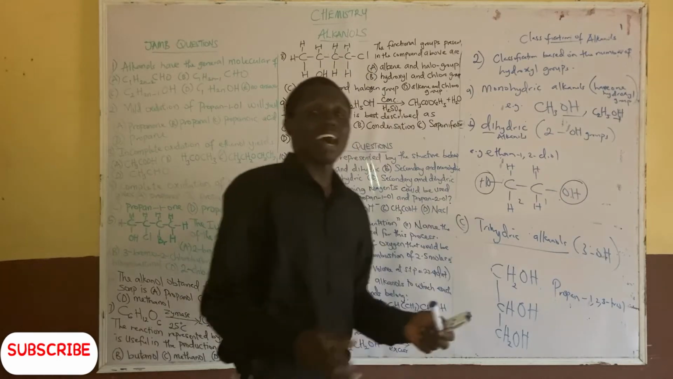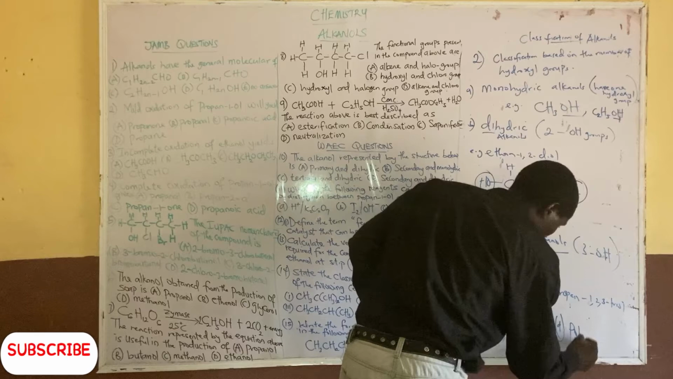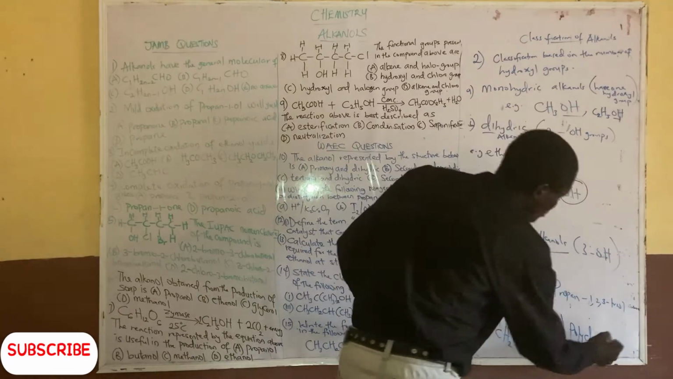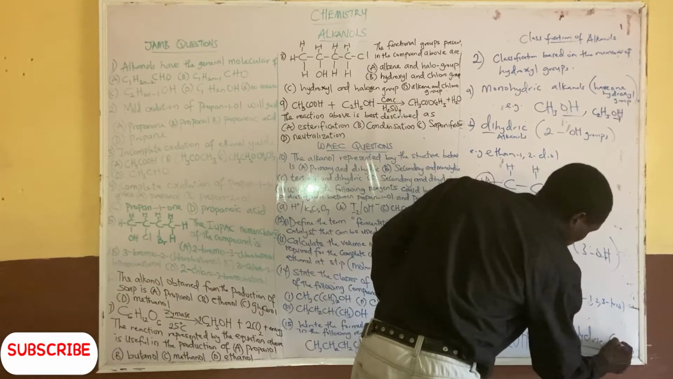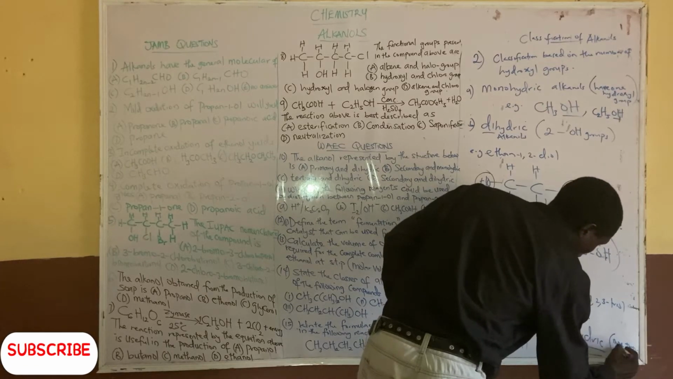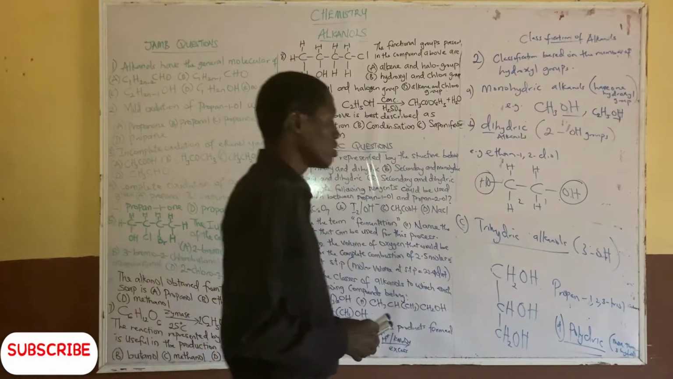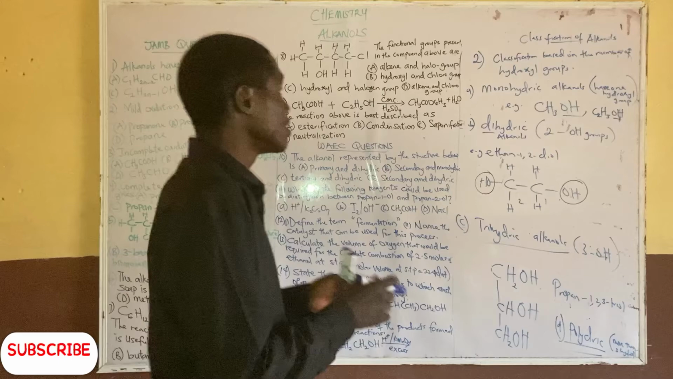And the last one is polyhydric, which is not commonly asked. Polyhydric alcohol has more than 3 hydroxy groups. So these are the classifications of alkanols and so on.